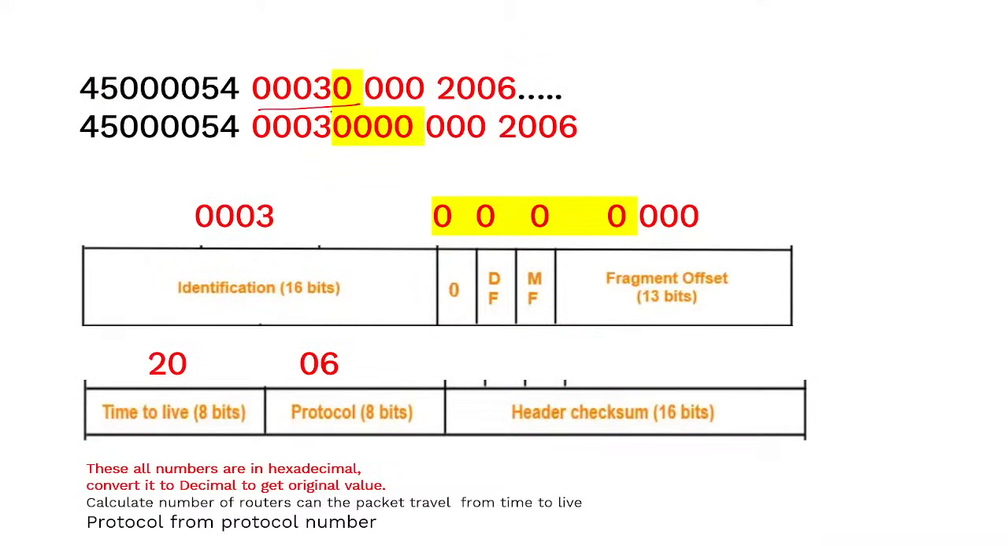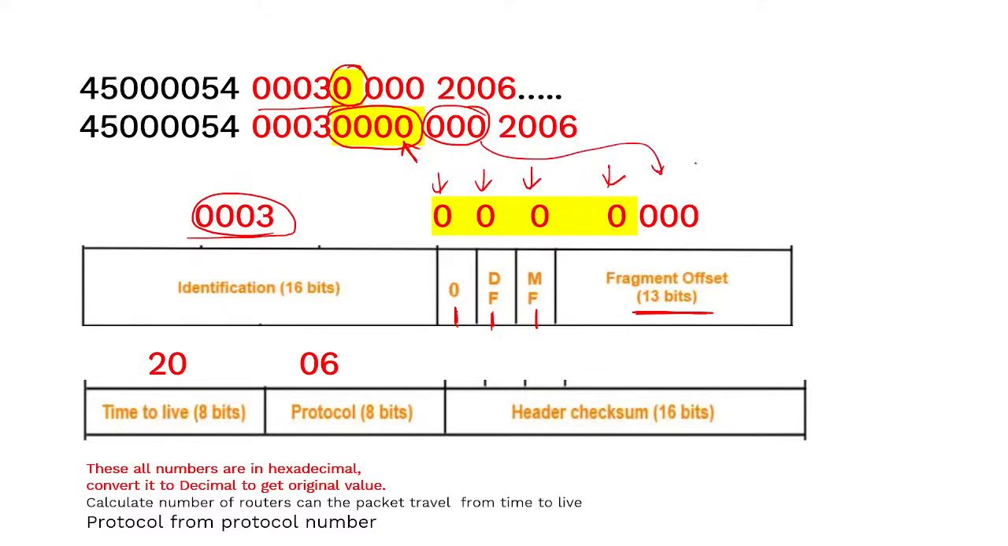In the next row, these 4 digits are your identification number. After that, this 0 is actually expanded to 4 zeros, because this is 1 bit, this is 1 bit, this is 1 bit, and the remaining 1 bit is here. This is the 13-bit number. So the remaining 3 zeros means 3 multiplied by 4, that is 12 zeros. You can think of it like that: 0, after that 1, 2, 3, 4, 5, 6, 7, 8, 9, 10, 11, 12.